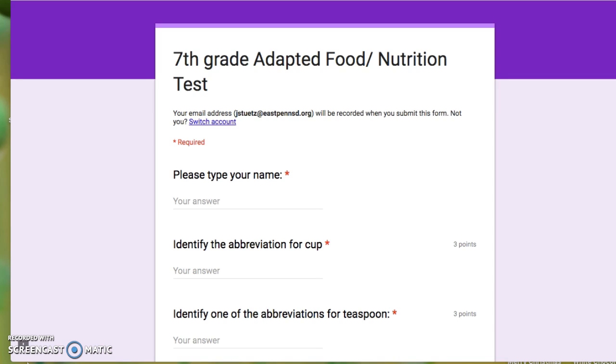Foodborne illness. The danger zone lies between which two temperatures? Mark only one oval. Freezing and boiling, 40 and 140 degrees, 30 and 130 degrees. What is the danger zone?